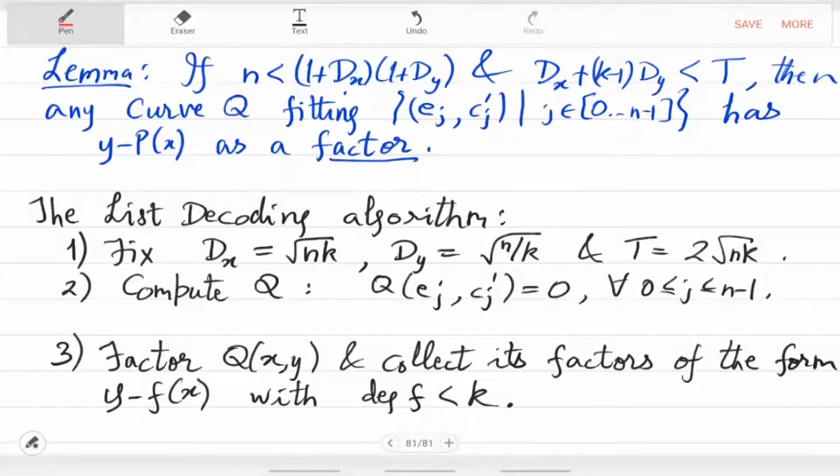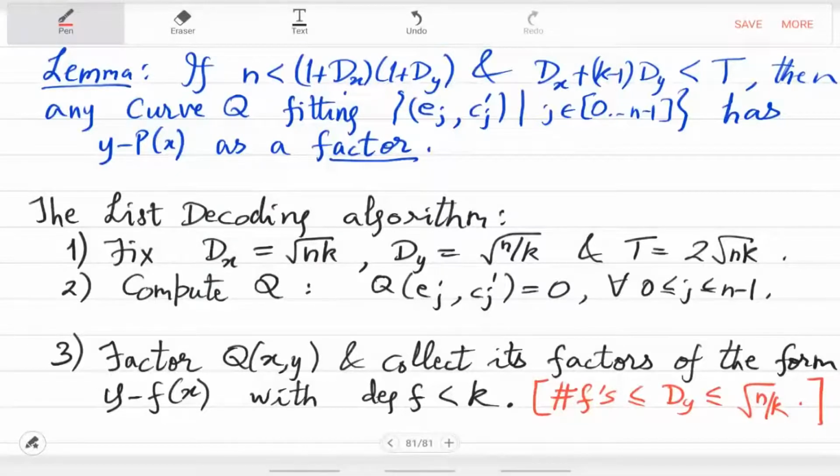So the number of f's is less than or equal to the individual degree of y, which is less than or equal to square root of n by k. So you get a very precise bound, which is incredible.